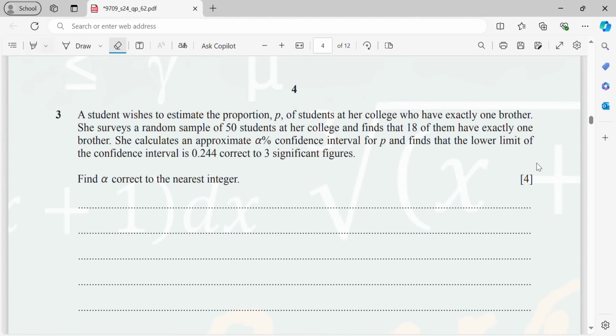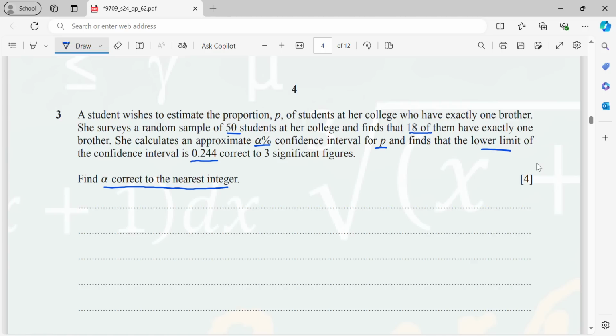Now, next question number 3. A student wishes to estimate the proportion P of students at her college which has exactly one brother. She surveys a random sample of 50 students at her college and finds that 18 of them have exactly one brother. She calculates an approximate alpha % confidence interval for the proportion and finds that the lower limit of the confidence interval is 0.244 correct to 3 significant figures. Find alpha correct to the nearest integer.